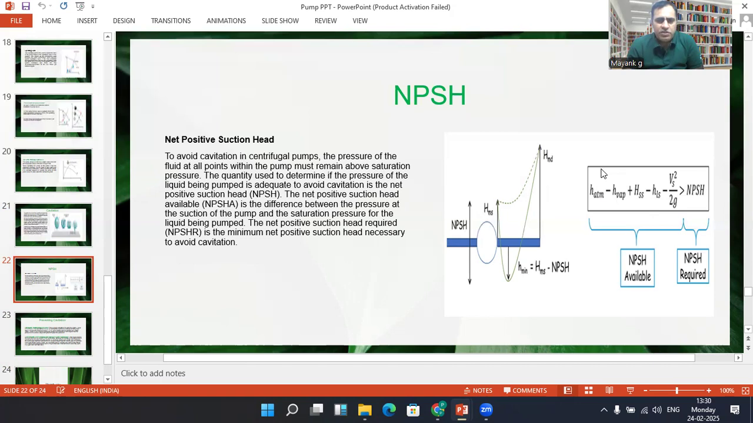The NPSH available is the difference between the pressure at the suction and the saturation pressure of the liquid being pumped. The NPSH required is the minimum net positive suction head necessary to avoid cavitation.